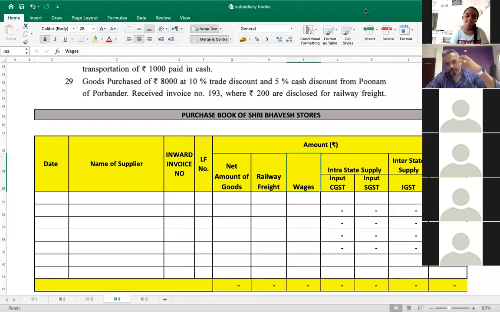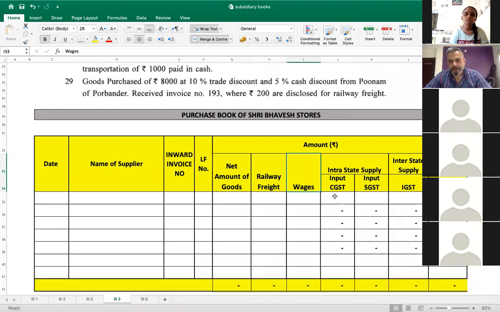But yes, from the books of accounts point of view, when we do ledger posting, we will have separate heads. We are paying for goods, that is separate, that will be our purchase. We are paying for railway freight, that's our expense, so that will go to the railway freight account. We are paying for wages, it will go to a separate wages account. So here we are just making a columnar purchase book. But it does not mean that wages and railway freight are part of the purchase account. Is this clear?